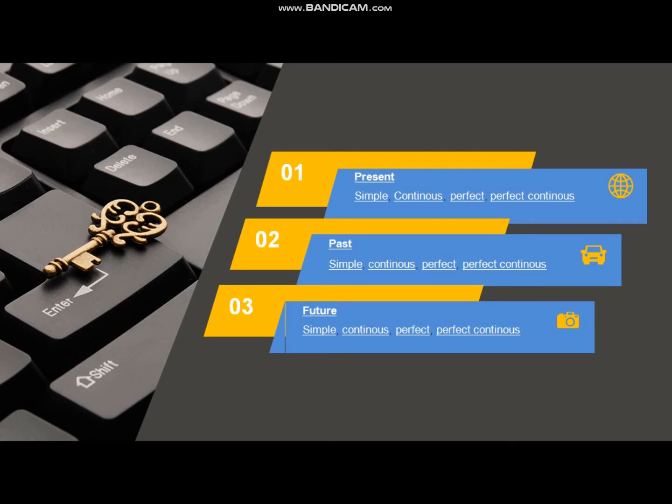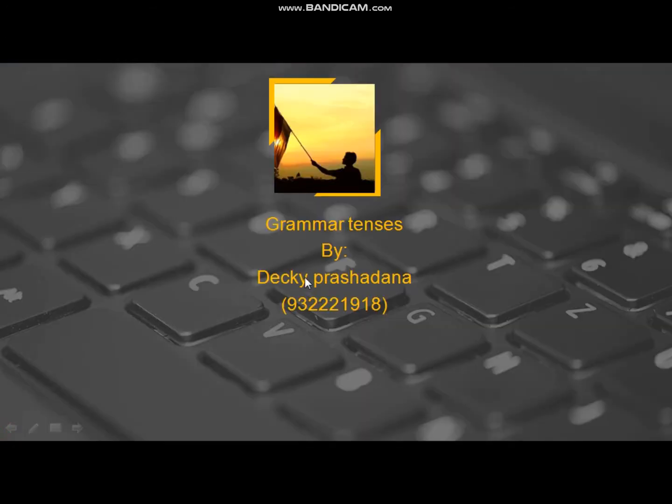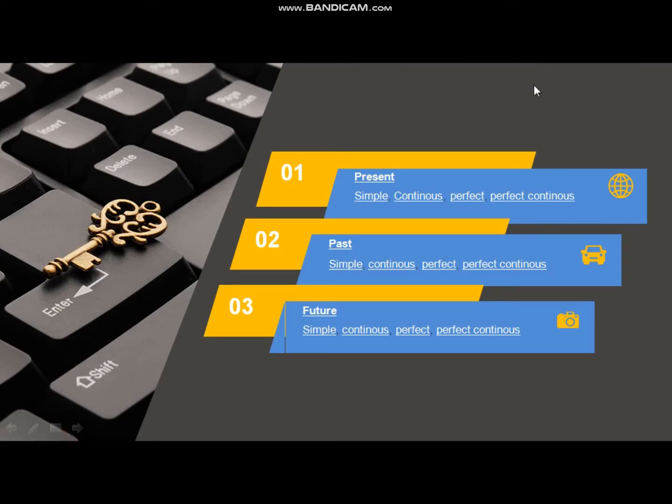At this time, I would like to explain about grammar tenses with the PowerPoint. So we start. This is the menu of the PowerPoint. You can choose one of them.